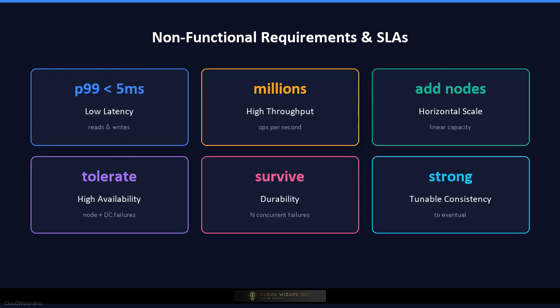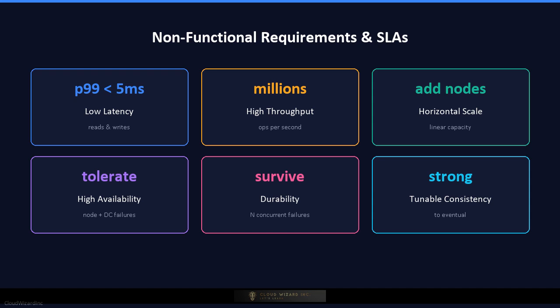Now the non-functional requirements. Low latency is paramount. The P99 read and write latency should be in the single-digit millisecond range, and even lower when served from memory. High throughput is equally important, because a back-end store can receive millions of requests per second. The system must scale horizontally. Adding nodes should increase both storage capacity and request throughput, ideally linearly. Availability is non-negotiable. The store should tolerate node failures, rack failures, and even data center failures without going down. Durability matters. Once a write is acknowledged, it should survive a configurable number of concurrent failures.